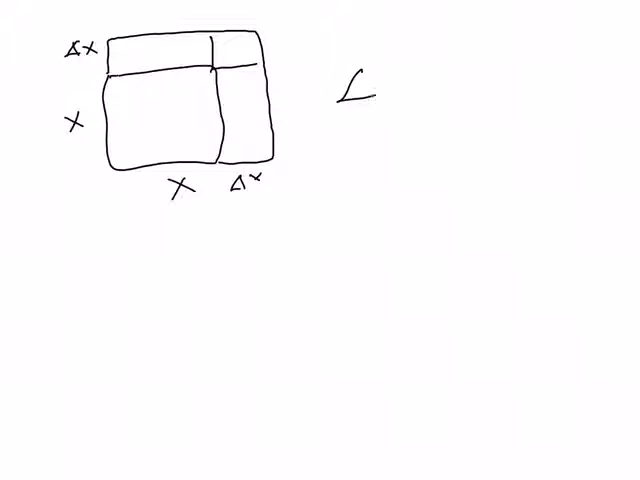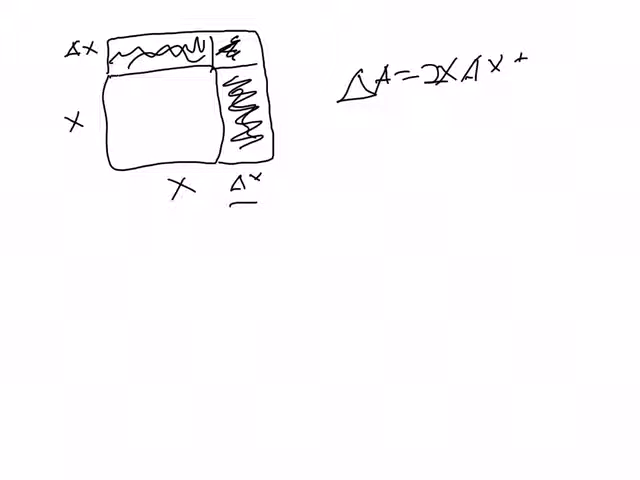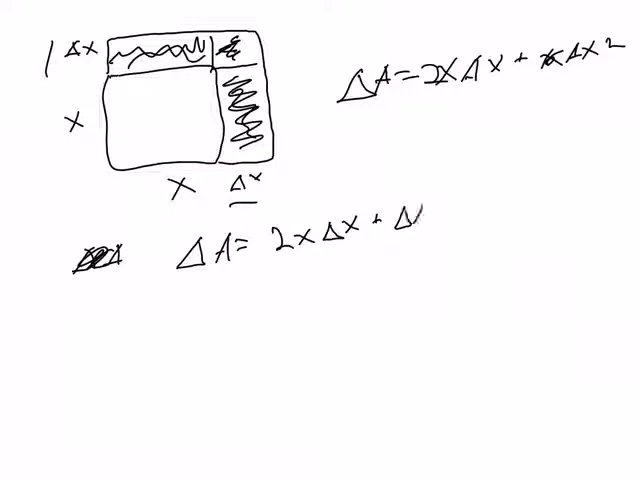So the change in the area is going to be this plus this plus that. This is x delta x, and this is the same thing, so we get two of those, plus this is just delta x times delta x, so it's delta x squared. So the change in the area is going to be 2x delta x plus delta x squared.